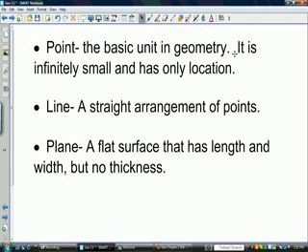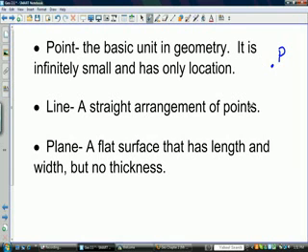Now, a point is a basic unit in geometry. It's infinitely small and has only location. I'll make a point P to the right there. So point P, although it looks like it has a little bit of width and a little bit of height, it is actually infinitely small. It's so small that you can't actually see it. So in geometry, we just represent it with a dot, but it's not actually that big.